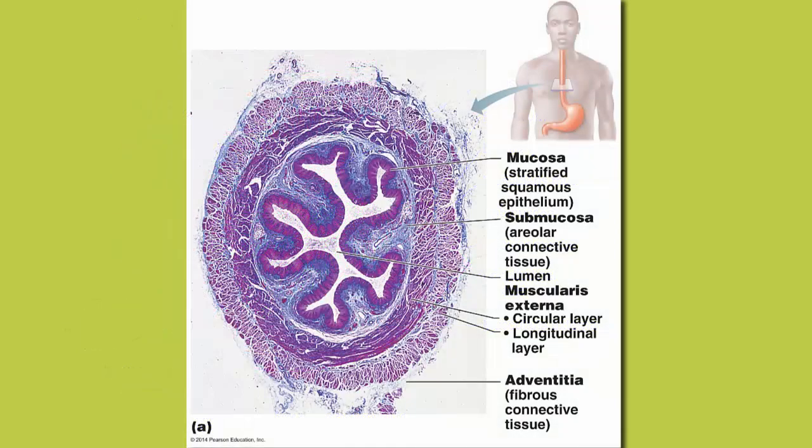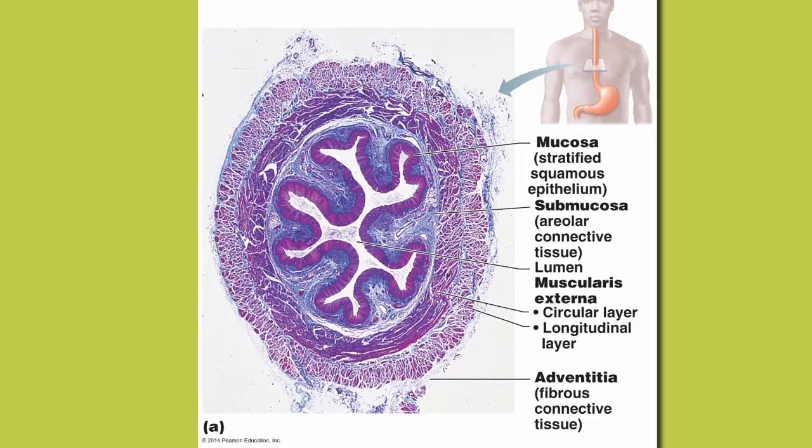Here is a histological section of the esophagus from your textbook showing very nicely the four layers of the wall. We consider this a cross section because it has been cut across the length of the organ rather than along it. This sort of cut gives us ring-like sections with a hollow center.